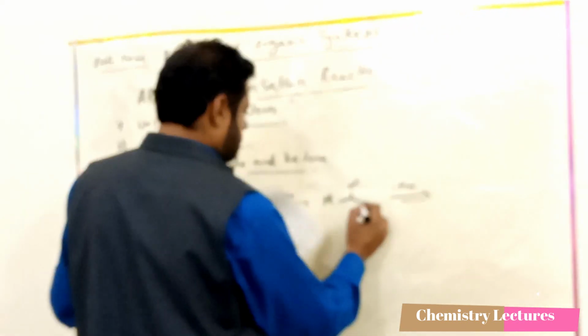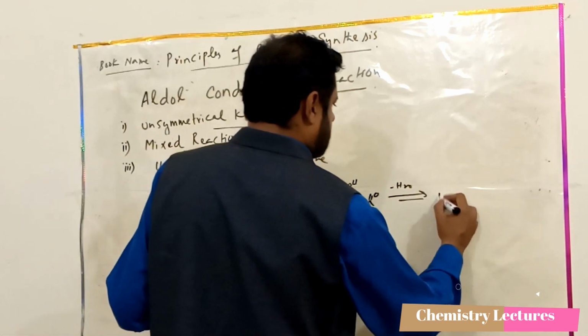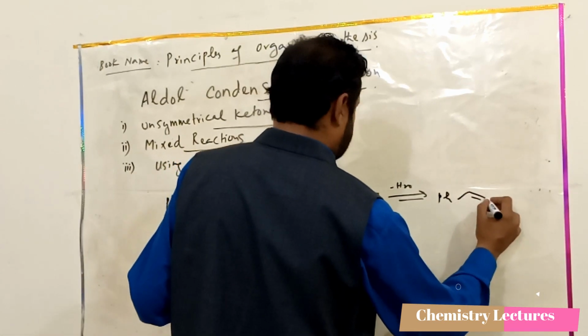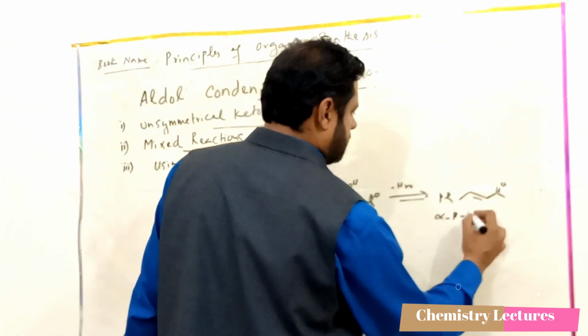This is not a product. So always a product is formed with the removal of water. This is called alpha beta unsaturated compound. Alpha beta.